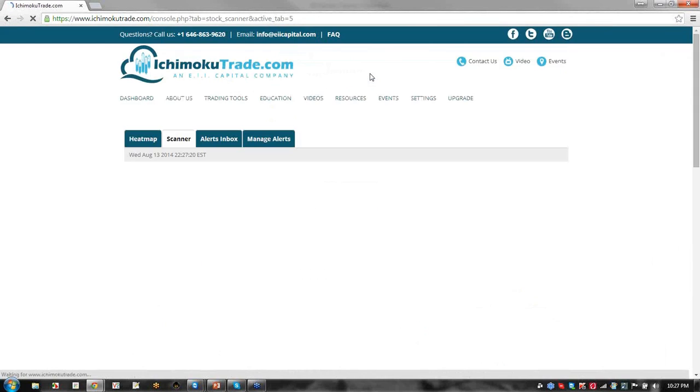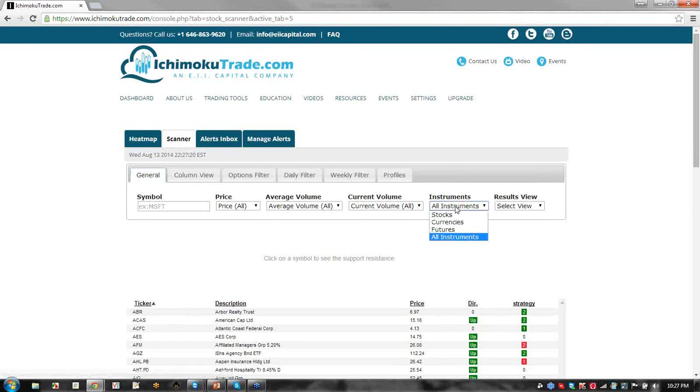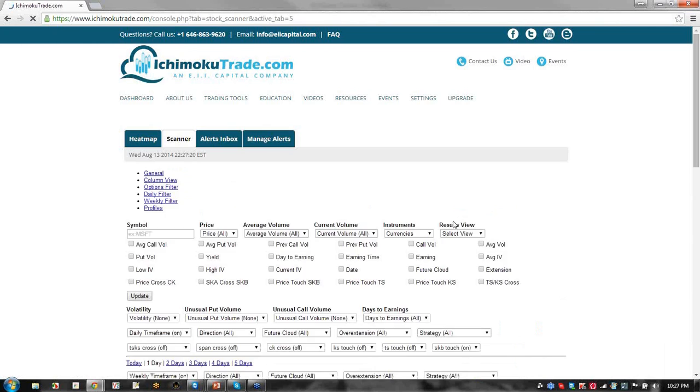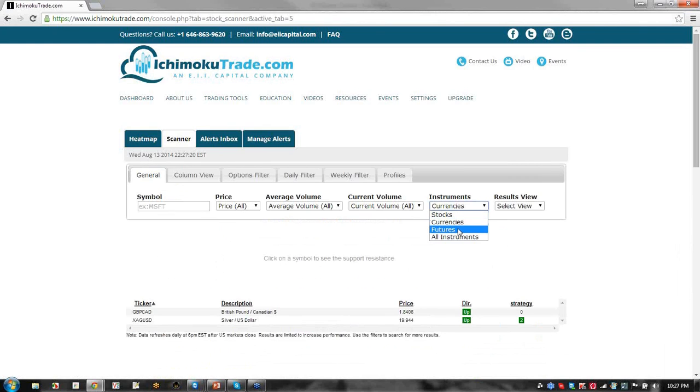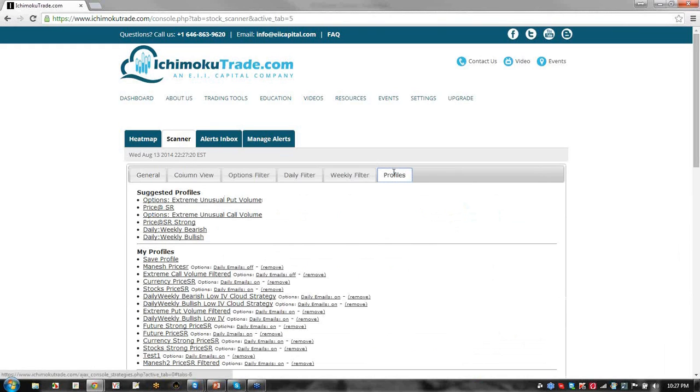What if you're not a stock trader? What if you're a Forex trader? Come to the General tab, and you can now say, I only want to see the currencies, or I want to only see the futures. So all these filters here can be applied for stocks, currencies, or futures. Okay? So let me go for these filters here.